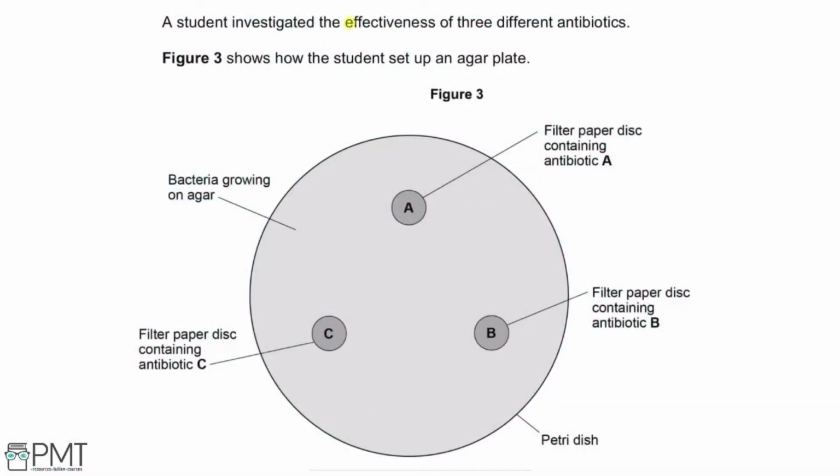A student investigated the effectiveness of 3 different antibiotics. Figure 3 shows how the student set up an agar plate. So below is figure 3, we can see we've got disc A, which has antibiotic A, disc B, which has antibiotic B, disc C that has antibiotic C. The pale grey shading is the bacteria growing on the agar, and the largest circle is the petri dish.